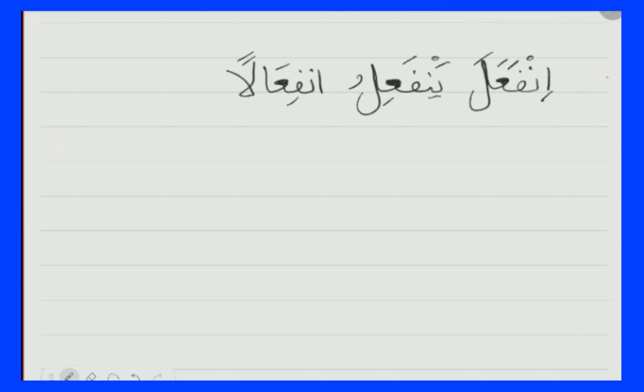Now, being that there's Hamzatul Wasl in here, the way I read these 3 words is like this. Infa'ala yanfa'ilu fi'ala. Because I'm not starting with that Hamzah, that last one in the masdar. I'm not starting with it, so I'm not going to pronounce it. I'm going to go right through it, from my lam with the dhamma, right to the noon. Infa'ala yanfa'ilu fi'ala. That's how you read Hamzatul Wasl.